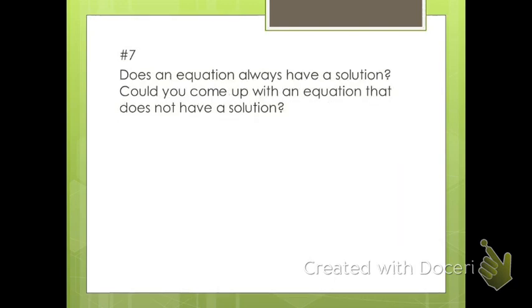Okay, number 7 here is also an interesting question. Does an equation always have a solution? Could you come up with an equation that does not have a solution? Okay, so all of the equations that we have looked at so far did have solutions. But we are going to find out down the road, by lesson 6, I believe, that there are equations that don't have solutions.